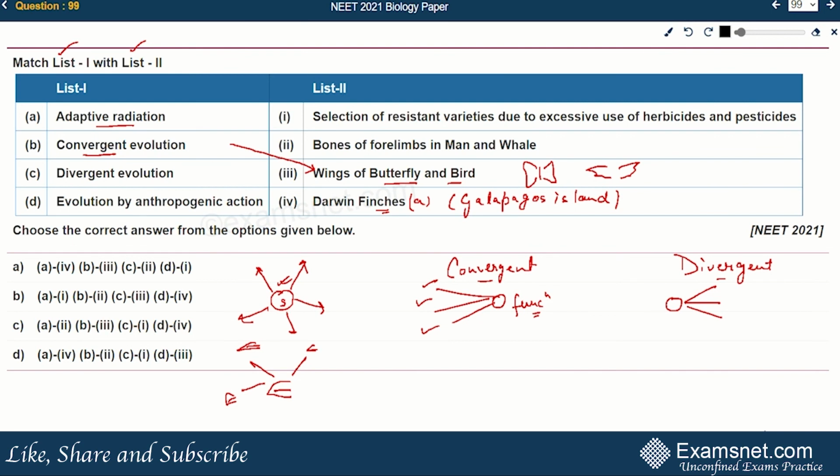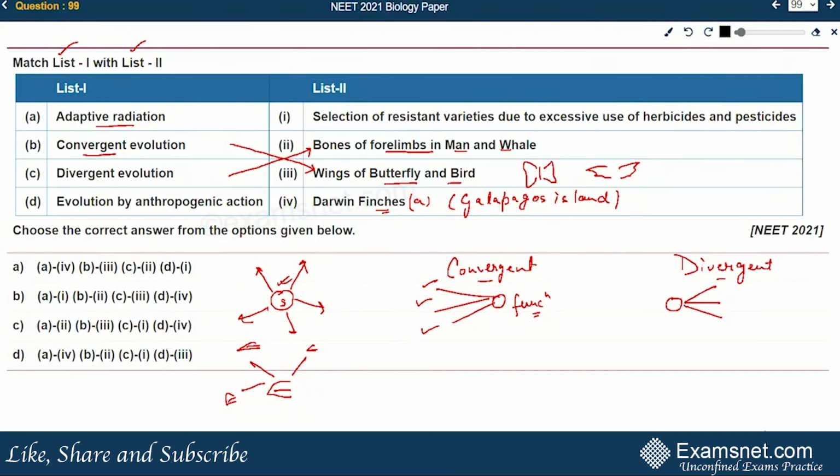Now, divergence is just the opposite. That means they have the common ancestry, but their function is different. So in spite of having the same structure or common ancestry, they will perform different functions. For example, bones of forelimbs in man and whale. These are anatomically the same, but they have different functions, right? Whale does not perform the same function as we do. Therefore, this is the example of divergent evolution.